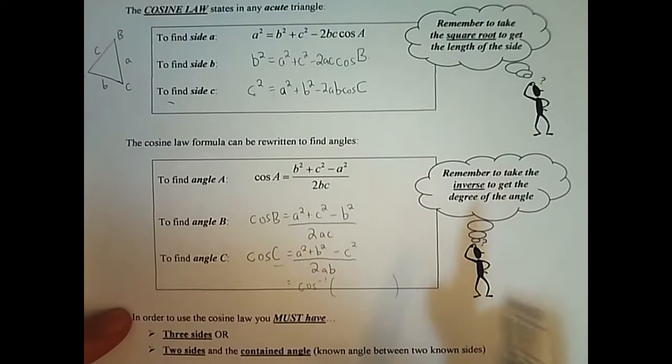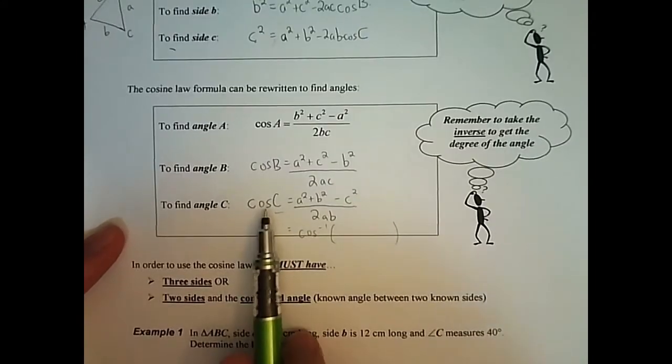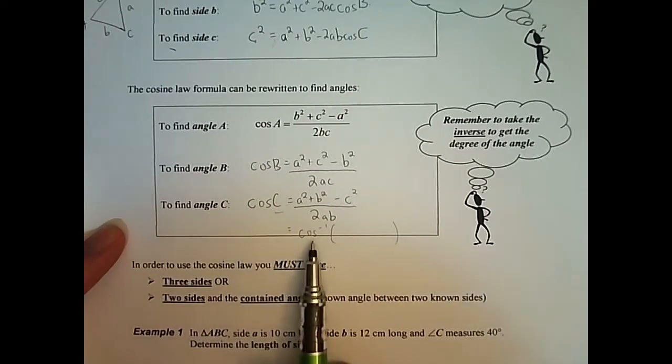So if I'm solving for a side, remember to square root both sides at the end. And if I'm solving for an angle, remember to do the inverse, which is like second function, like the cos⁻¹ for this equation.